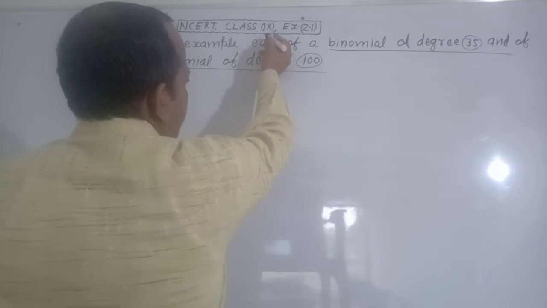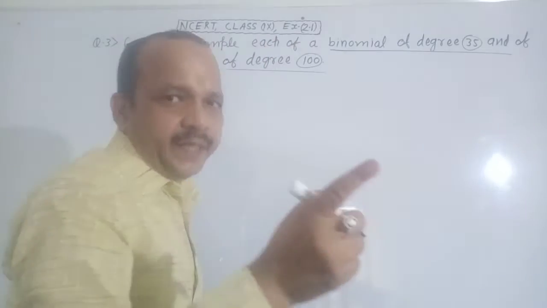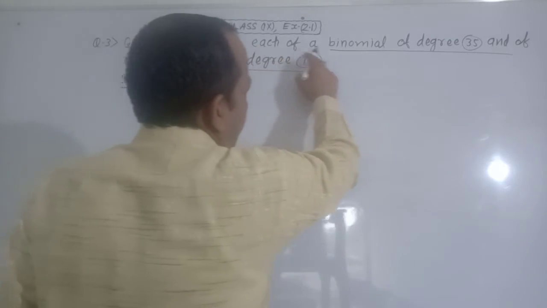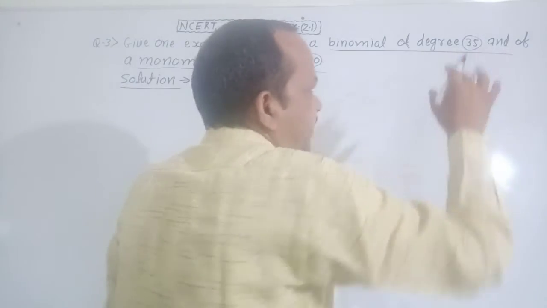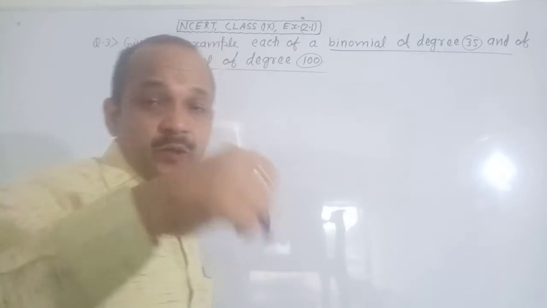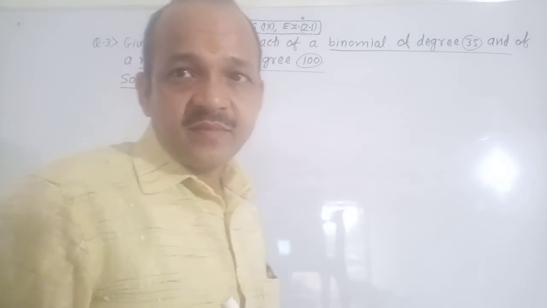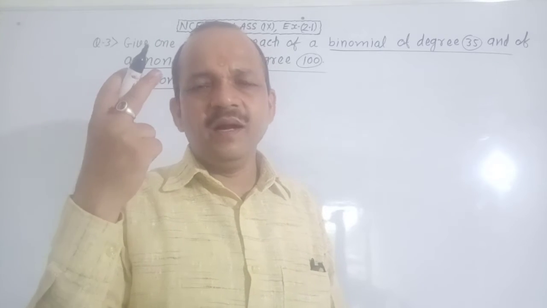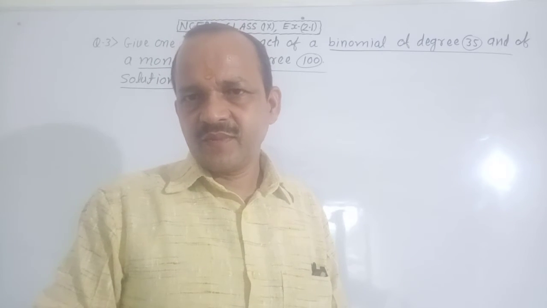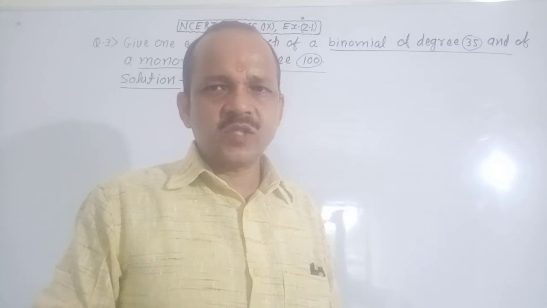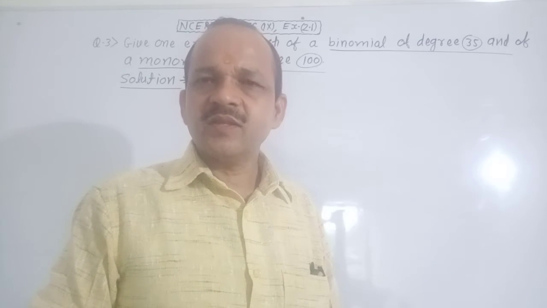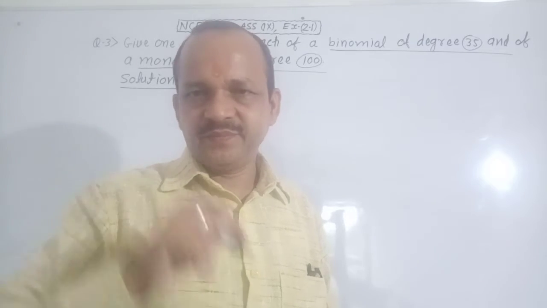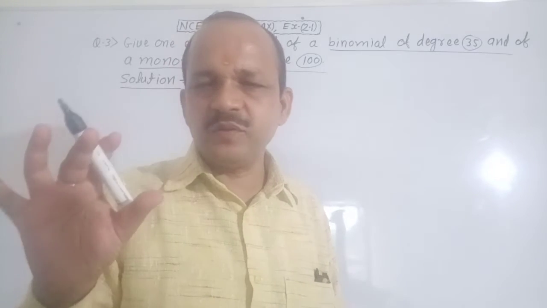NCERT class 9th, exercise 2.1, question 3. Give one example of a binomial of degree 35. A polynomial having two terms is called a binomial. For example, x square plus x, y power 35 plus 2, and so on. It is clear? No confusion about it?